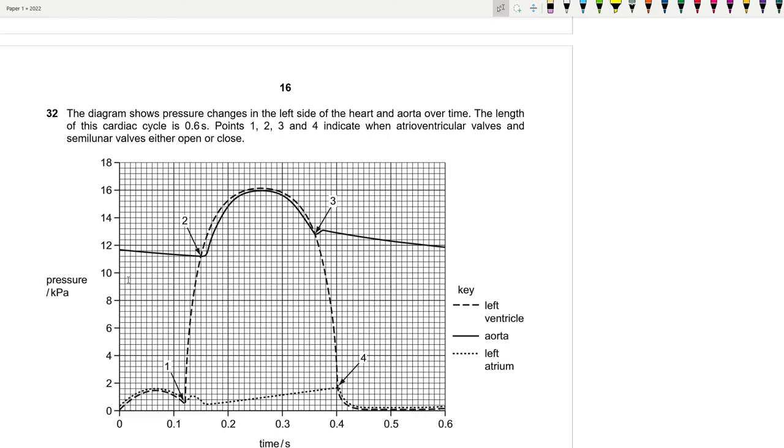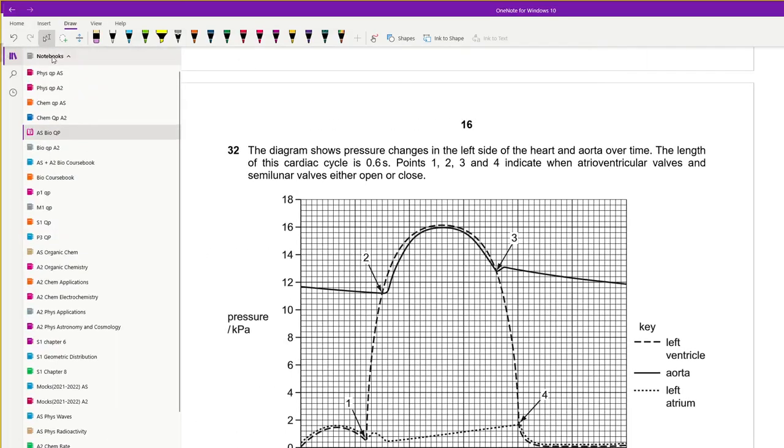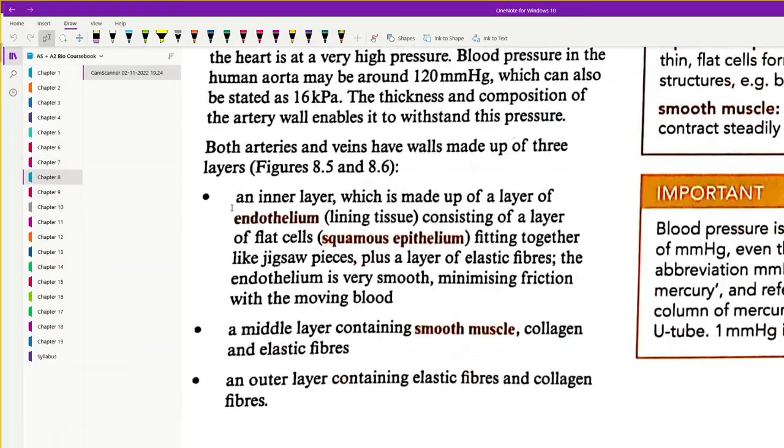Now we have a cardiac cycle. The diagram shows pressure changes in the left side of the heart and the aorta over time. The length of this cardiac cycle is 0.6. Points 1, 2, 3, 4 indicate when atrioventricular valves and semilunar valves either open or close. Let's see. What is the total time during one cardiac cycle that the atrioventricular valves and the semilunar valves are both closed at the same time? Interesting. So this is also present in the course book. You need a good understanding of this concept overall.